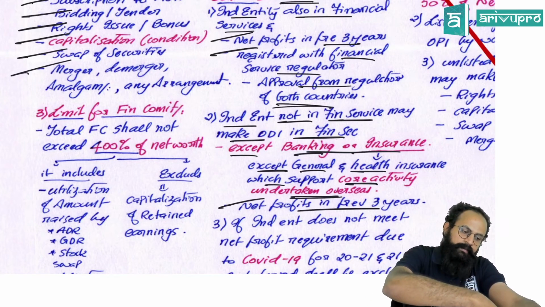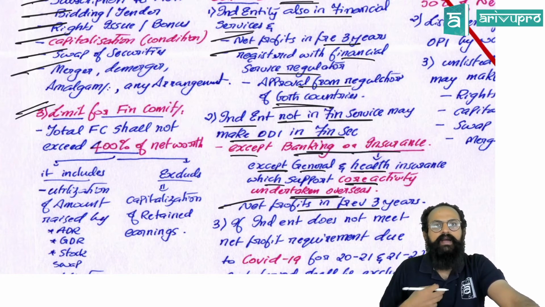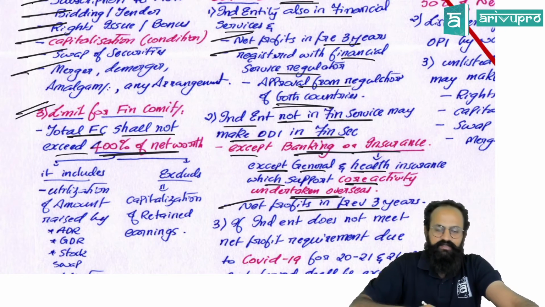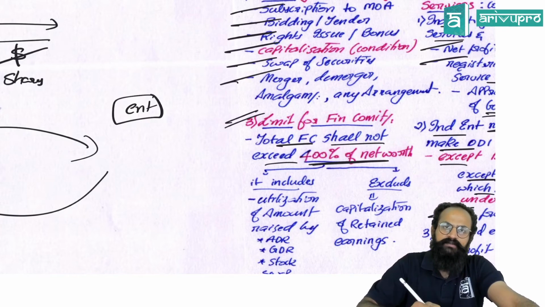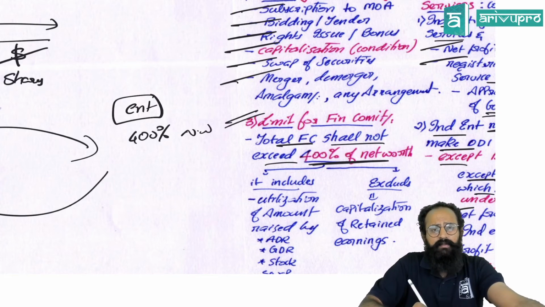Next one, sir. People, see, limit for financial commitment. What is the maximum I can invest, sir? People, the total financial commitment shall not exceed 400% of net worth. So people, an Indian entity, a company, is investing abroad. What is the maximum allowed, people? 400% of net worth. This was there even before the amendment also.